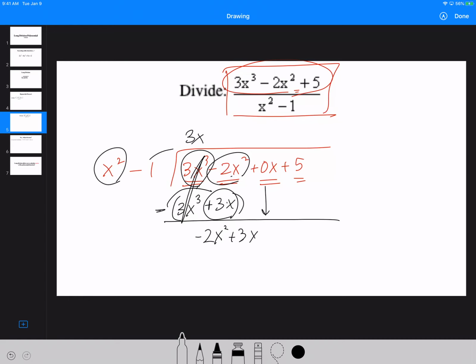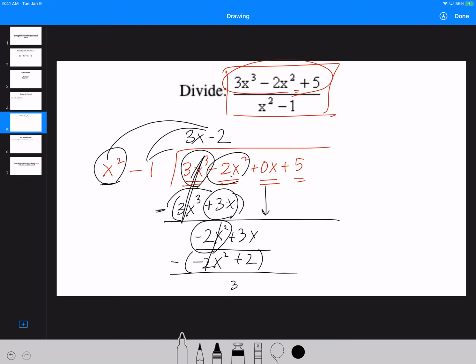So then you now have the x squared and the minus 2x squared. I'm going to highlight the first term of each thing that we're looking at. So here we can say minus 2, because minus 2 times x squared becomes minus 2x squared. And then minus 2 times negative 1 is plus 2. So now I want to subtract these two and these will cancel out. So now that becomes 3x minus 2. Now you bring down the plus 5. This becomes 3x plus 3.